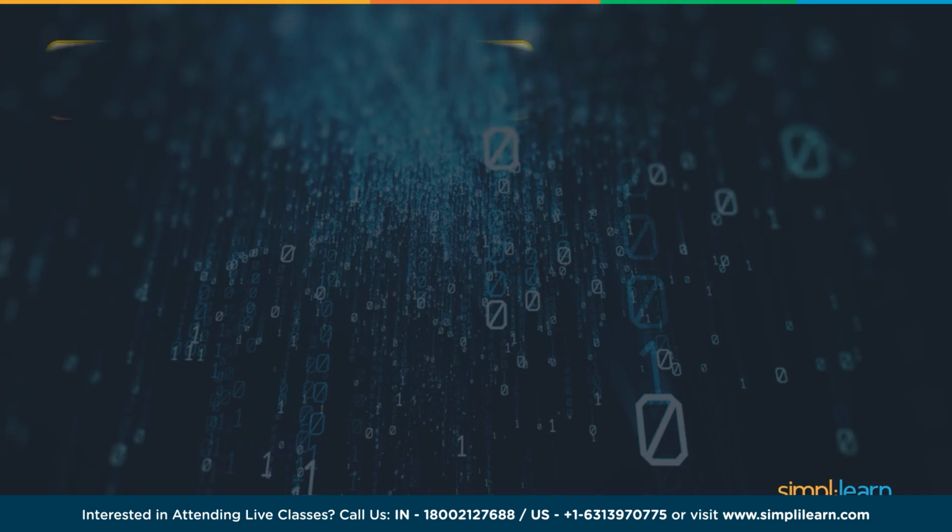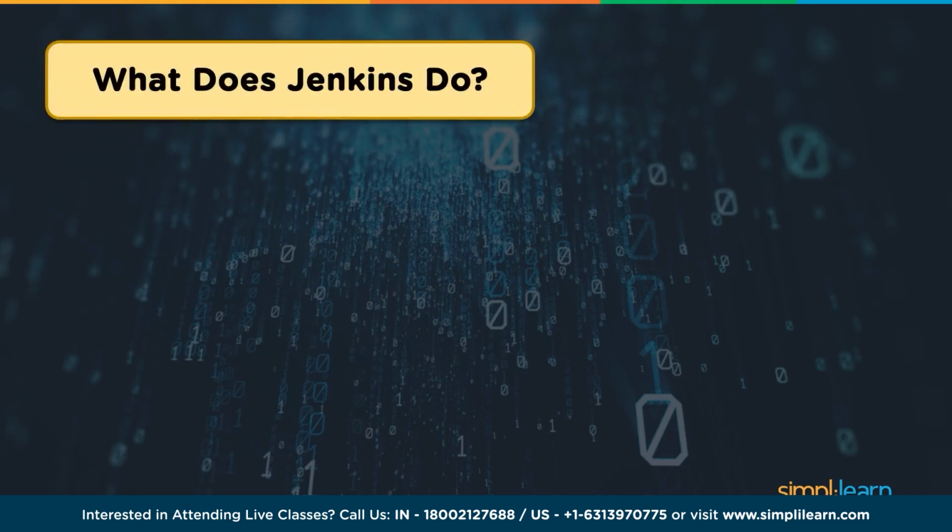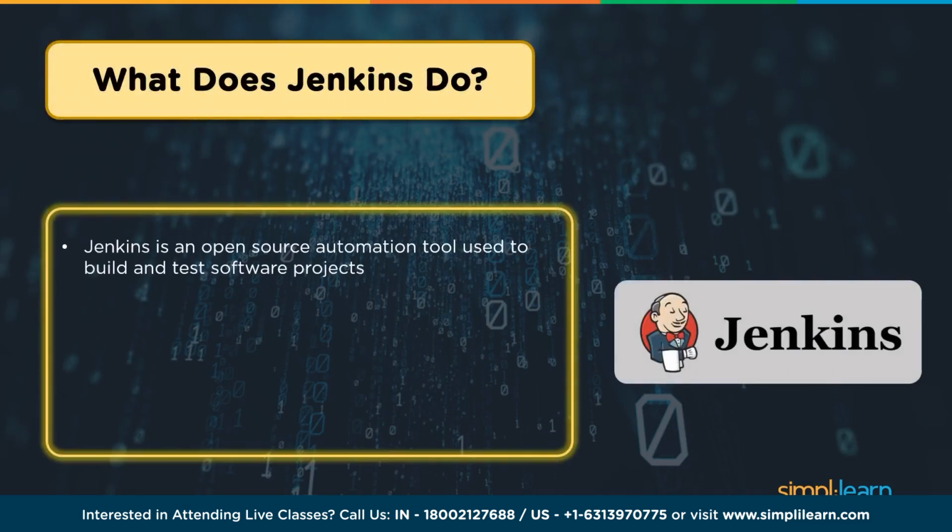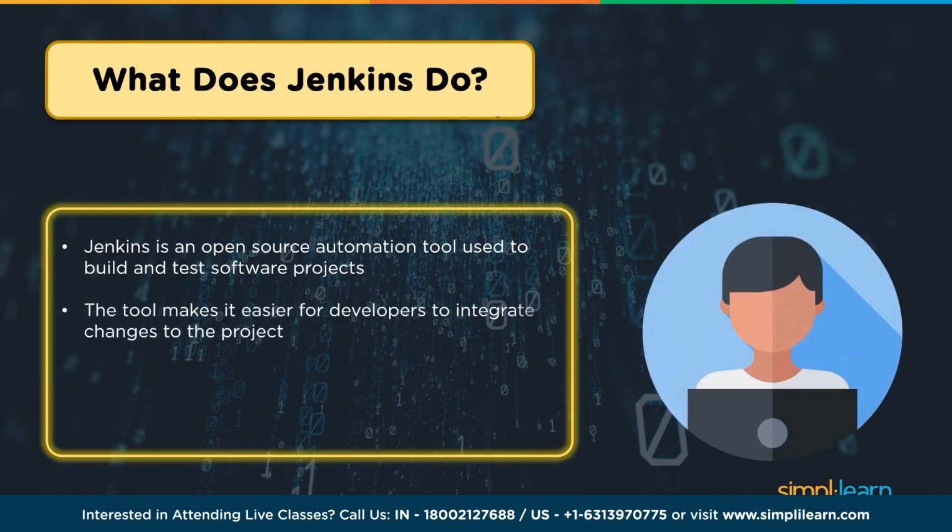Now what is the purpose of Jenkins here? Jenkins is a CI tool which we use for performing build automation and test case automation. It's an open source tool, and one of the most popular CI tools available in the market. This tool makes it easier for developers to integrate changes to the project. So we can easily integrate the changes, and whatever modifications we want to manage, we will be able to do that with the help of Jenkins.